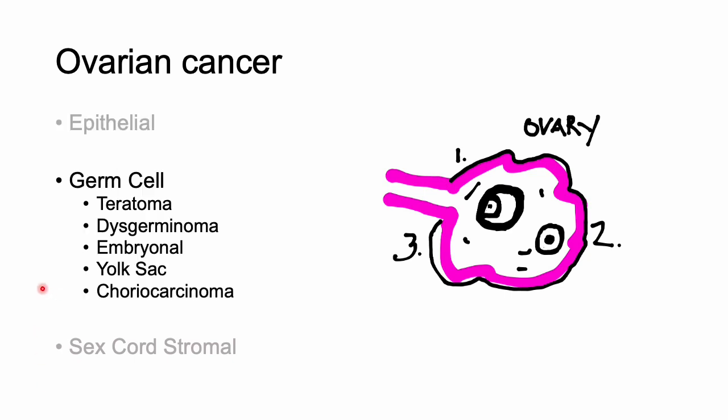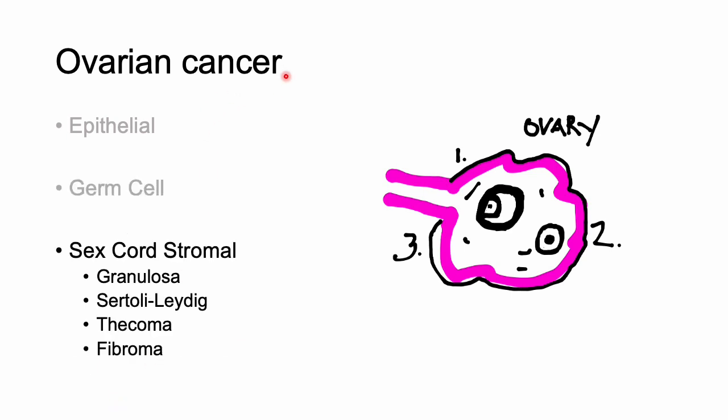Germ cell histologic subtypes include teratomas, dysgerminomas, embryonal, yolk sac, and choriocarcinoma, just to name a few. And then your sex cord stromal tumors include granulosa cell tumors, Sertoli-Leydig, thecomas, and fibromas.